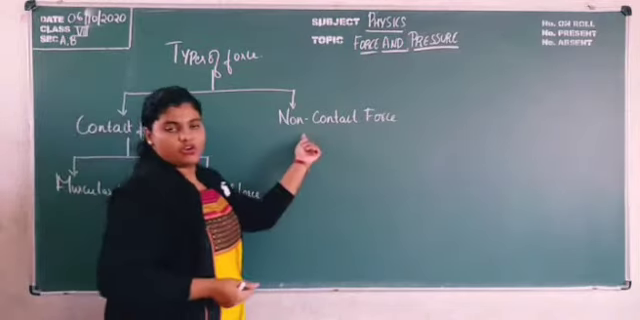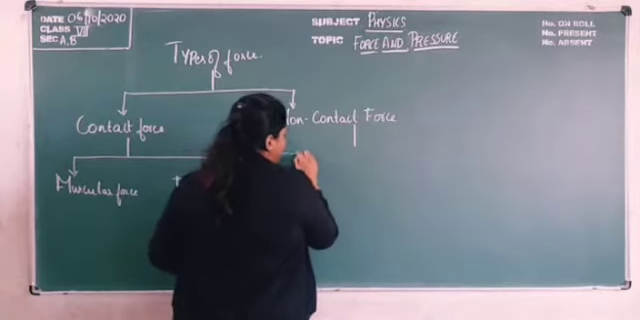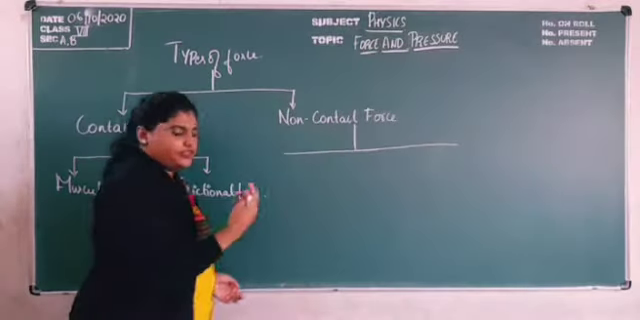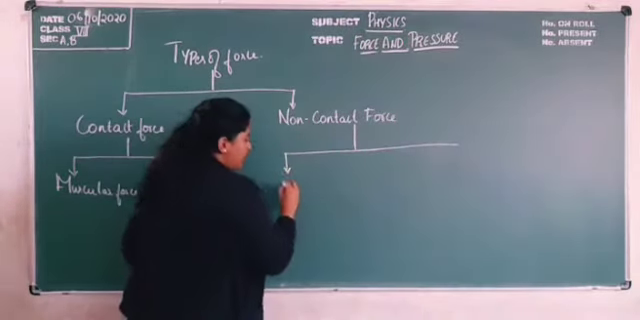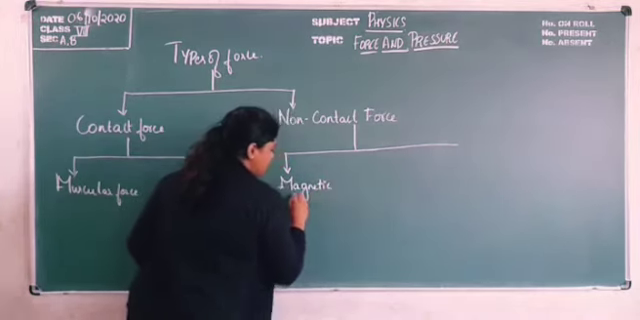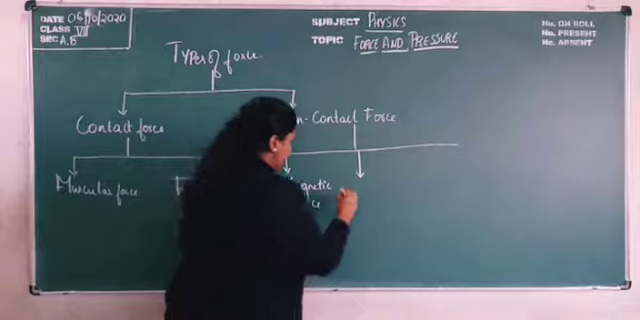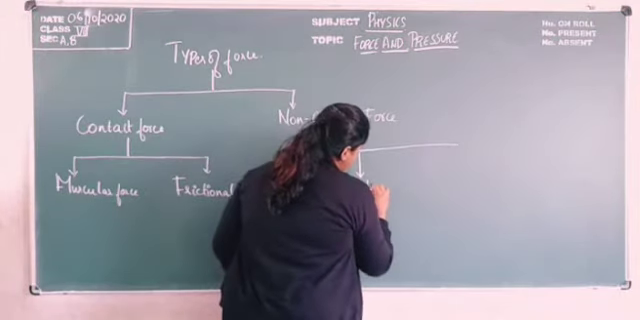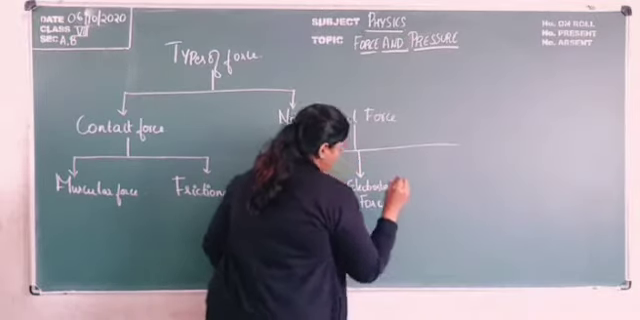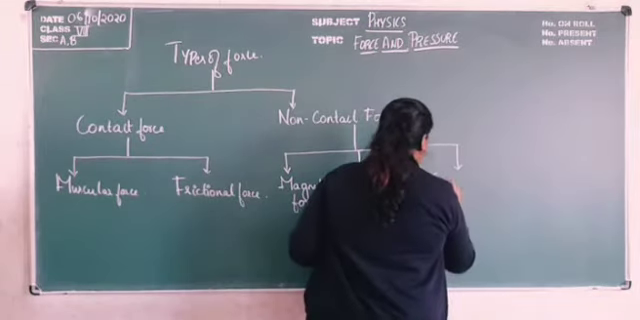And we also saw the subdivisions under non-contact force. So, in how many types the non-contact force are divided? Yes, non-contact forces are divided into three categories. One is magnetic force. The another type is electrostatic force. And we have one more type, that is gravitational force.